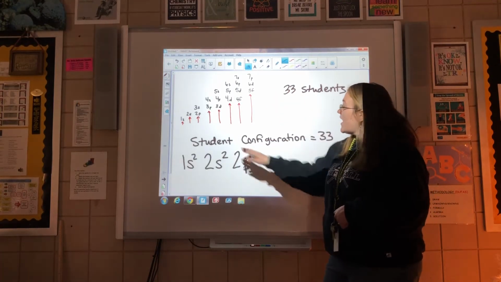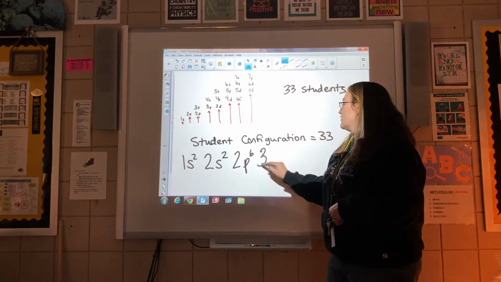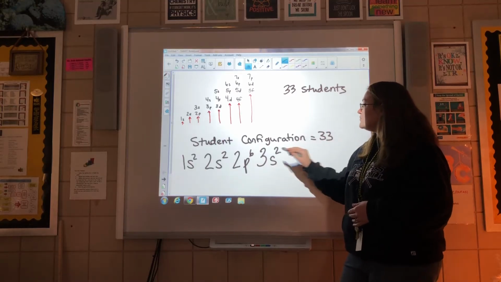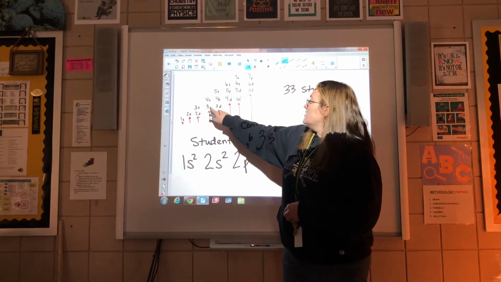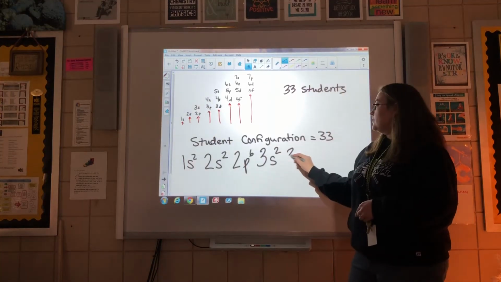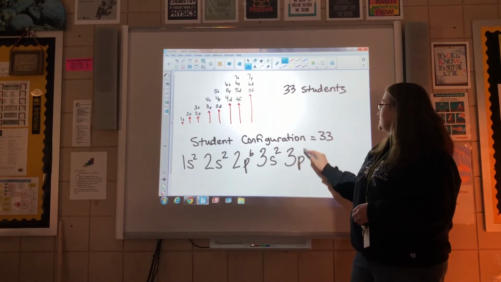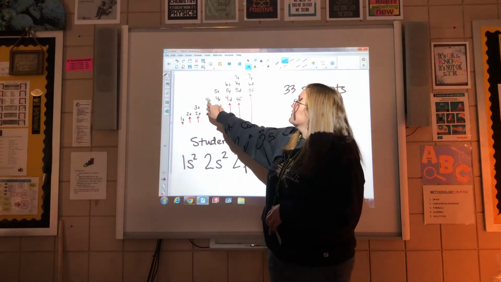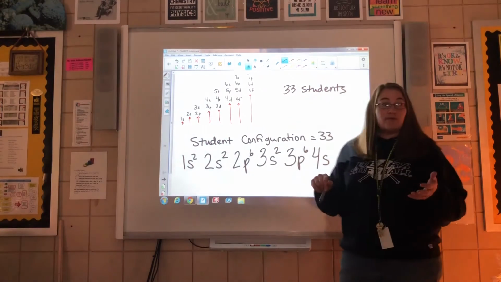All right, so after the second floor party room, we can fill up the third floor sunny side room. And how many people will that hold? 2. And then I can move from the third floor sunny side room now to the third floor party room. And how many can a party room hold? 6. And I'm going to move from the third floor party room to the fourth floor sunny side room. So I've got the fourth floor sunny side room, and a sunny side room can hold 2.